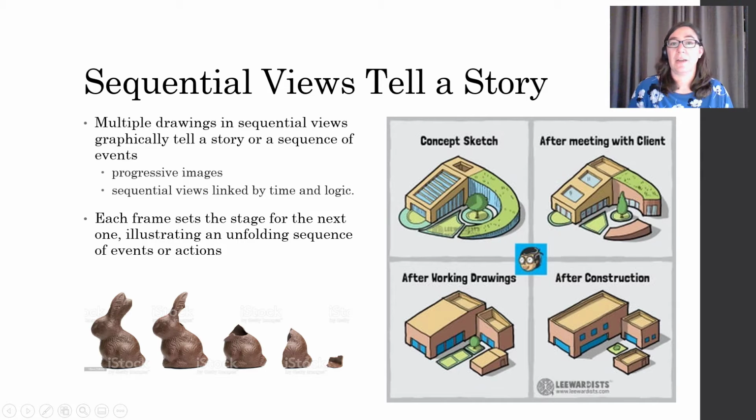So take a look at the examples. Let's look at the chocolate Easter bunny. It's a simple unfolding sequence of actions. We can easily tell that story. Take a look at the cartoon or comic on the right. You can see the four images are sequential. They draw the eye around and tell the story. There's a punchline at the end.